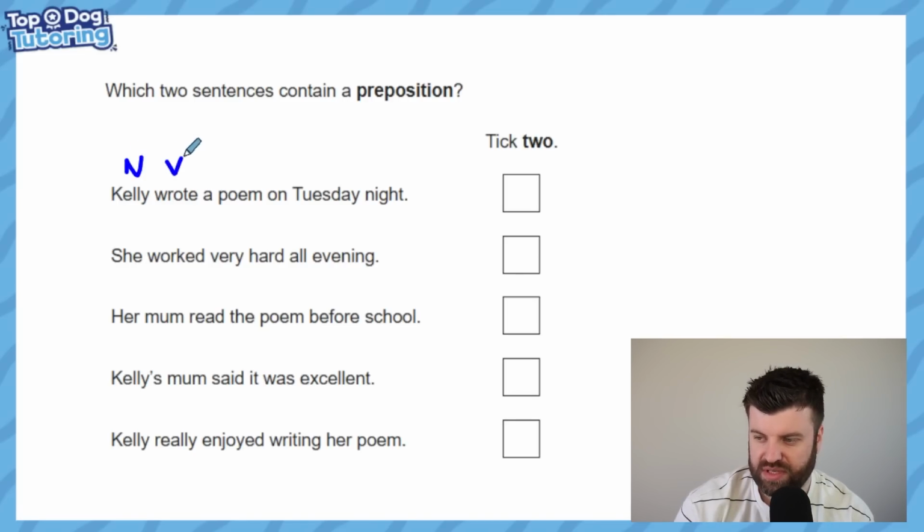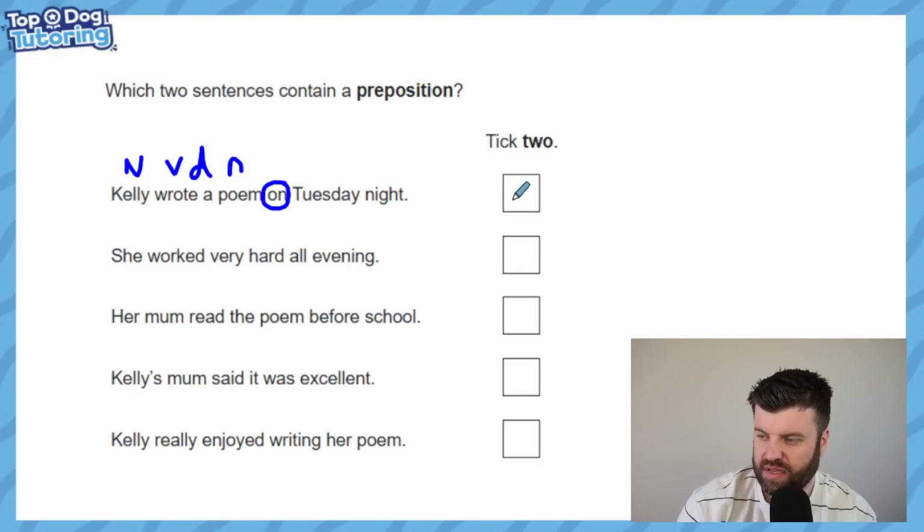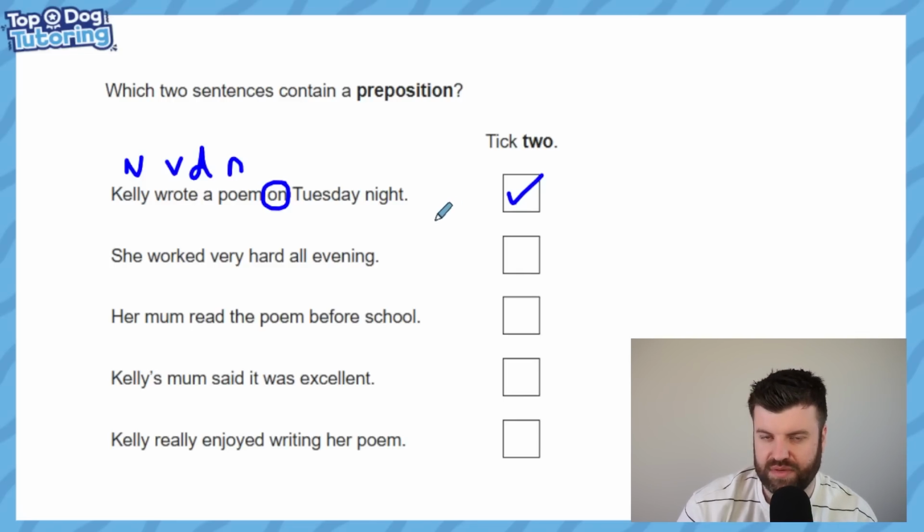Kelly is a noun, wrote is a verb, a is a determiner, poem is a noun, on. Now this should pique your interest, because on is a preposition. It's telling us the position of something in time, which still counts. So on is a preposition: on Tuesday night, after Tuesday night, before Tuesday night. We can replace it with other prepositions and it will still work.